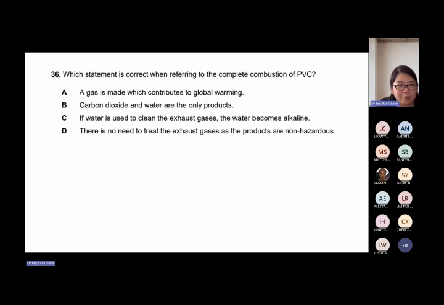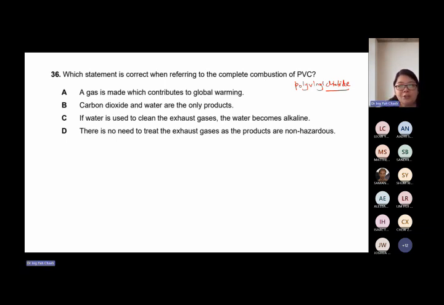Question 36. Which statement is correct when referring to the complete combustion of PVC? PVC is polyvinyl chloride. Most important thing is it contains chlorine, in the polymer.